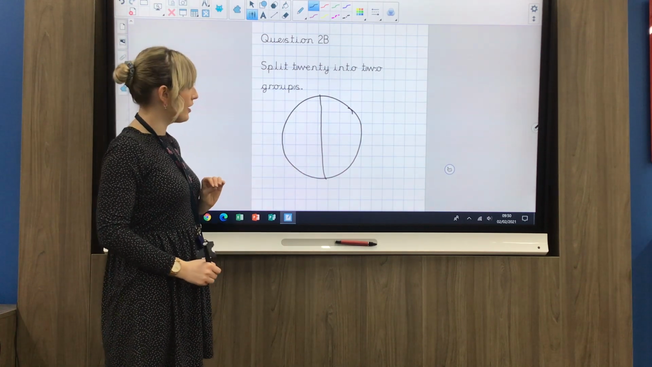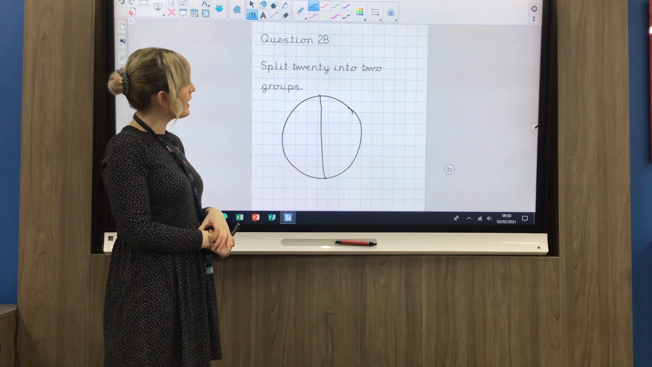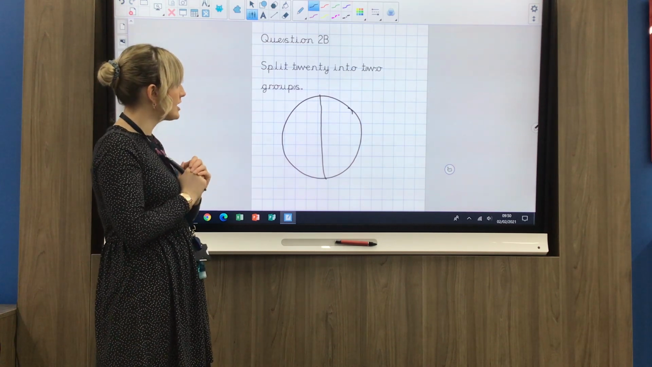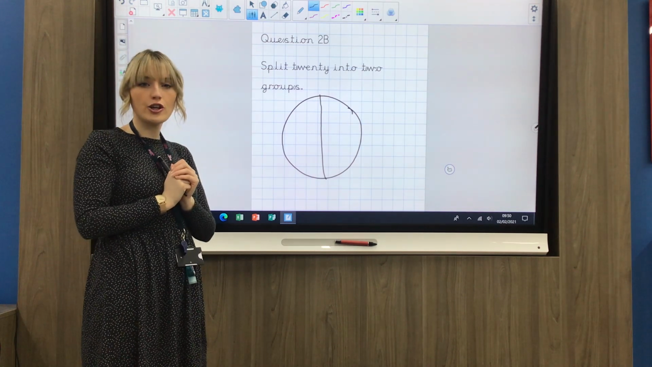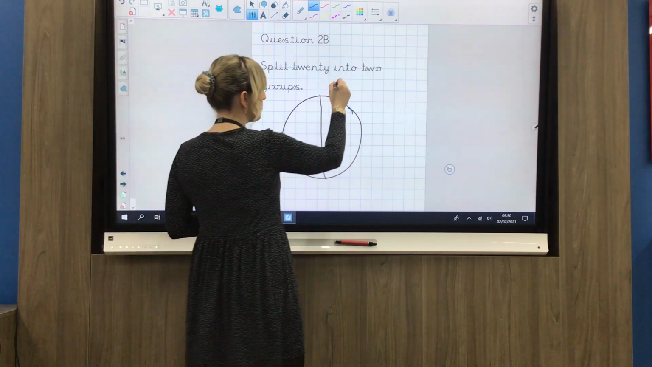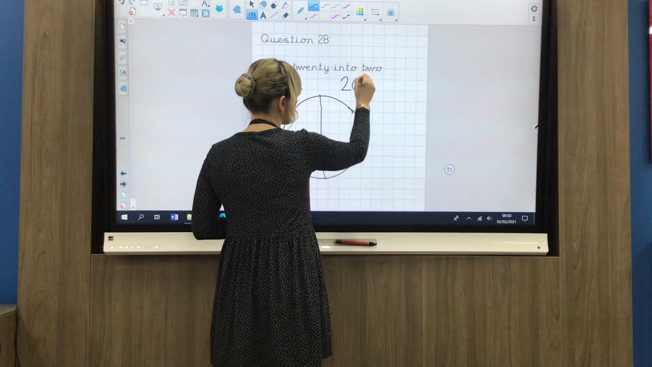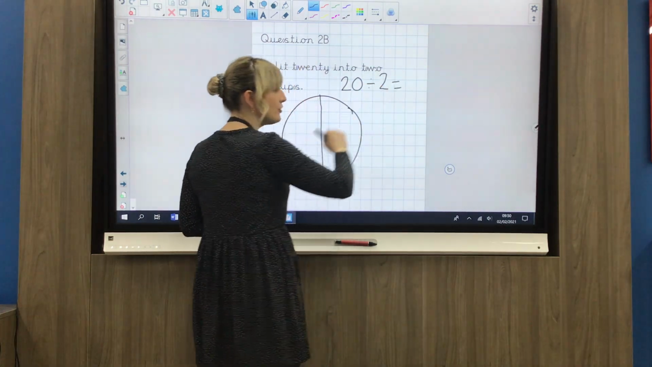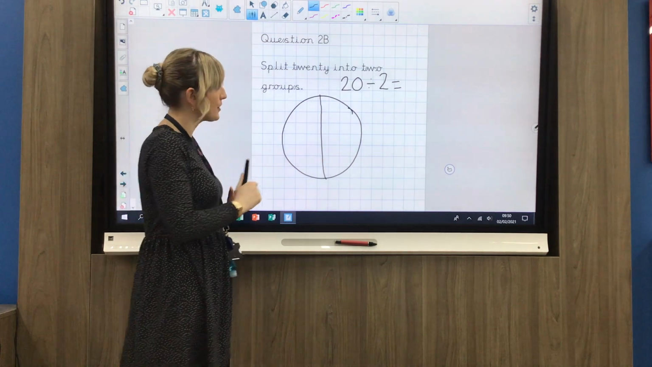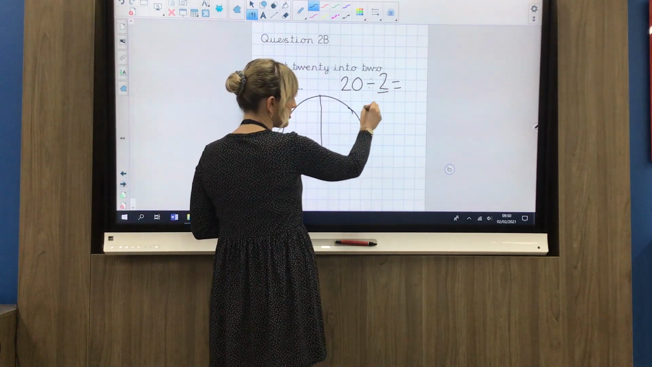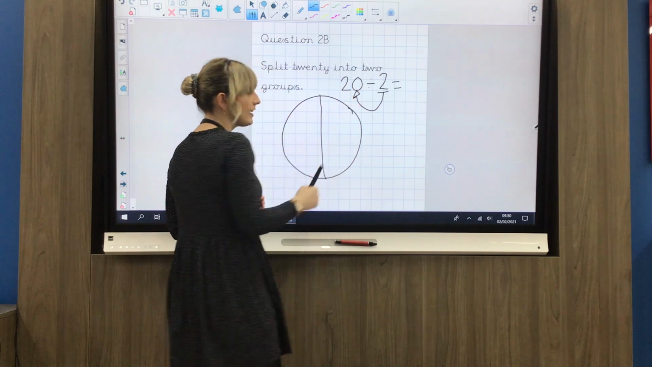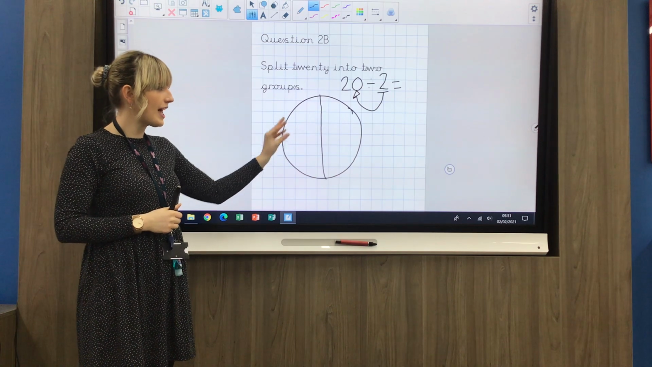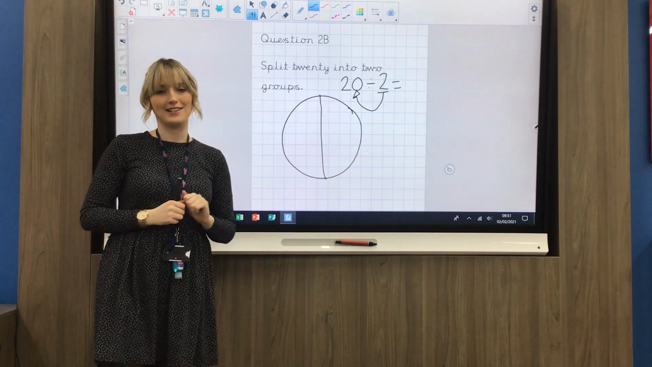Another way you could work it out is mentally, so working it out in your head. If you're splitting 20 into 2 groups, you are grouping or sharing, so it's 20 divided by 2. That would be the number sentence you'd need to work out. So you'd count in 2s until you got to 20, and that would give you your answer. So you could use drawing and share them, or you could do it in your head.